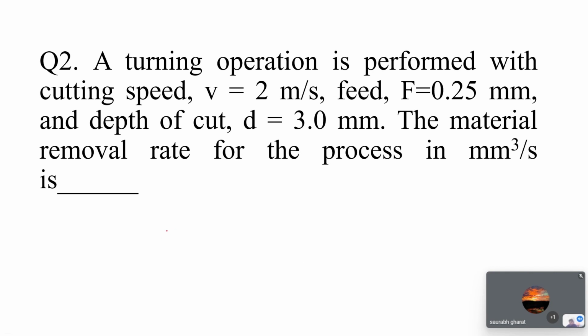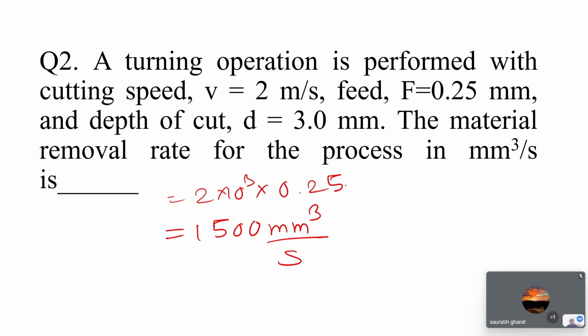So your answer will be 1500 cubic millimeter per second. I showed you everything: it will be 2 into 10 raised to 3 because the speed is in meter per second, so convert it to millimeter, into 0.25 into 3. If you just multiply it, you will get this answer. This is your final answer.